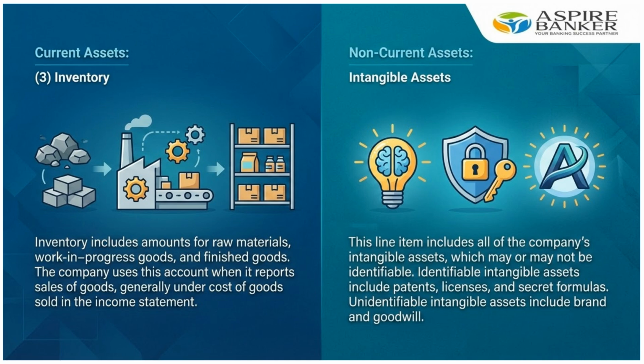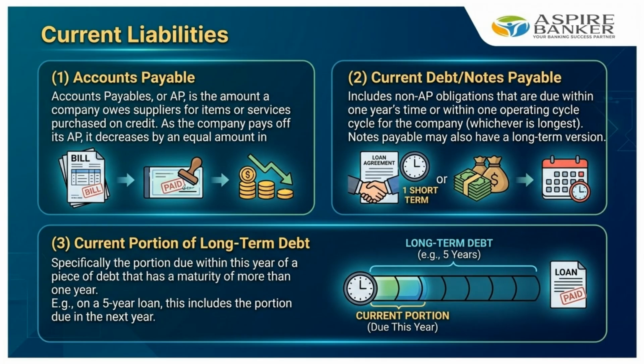Non-current assets include intangible assets, which can be identifiable, like patents, or unidentifiable, like brand and goodwill. For current liabilities, accounts payable is the amount owed to suppliers. Current debt or notes payable are non-AP obligations due within 1 year.